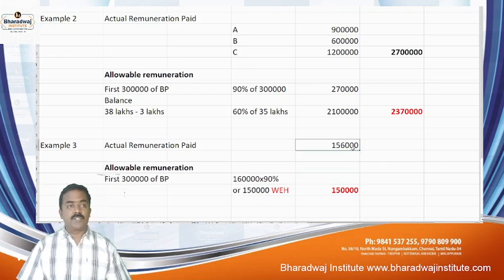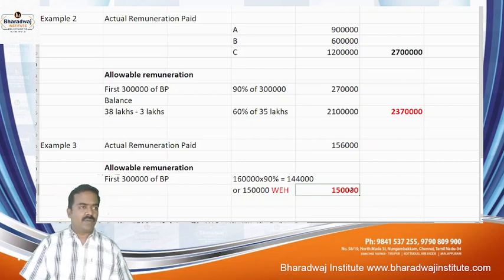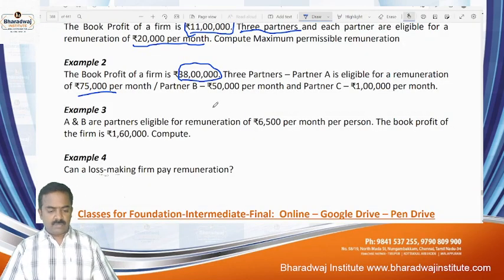Actual remuneration paid is 1,56,000. Allowable remuneration is what? 1,50,000. Remaining will be disallowed. That cannot be claimed. 1,60,000 and 90% put, 1,44,000 comes, or 1,50,000, whichever is high. So you can claim 1,50,000. Balance illiye. Inga irukradhe, what is the book profit? Book profit evlo irukku paarunga.